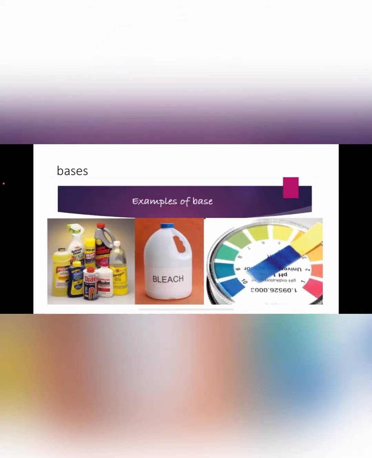So now we're going to look at our bases. What is a base? A base is a molecule or an ion that is able to accept a hydrogen ion from an acid. We have different kinds of bases that we use at home. Most of them are very slippery. Most of them we use to clean our houses and clean the dishes. We use bleaches for the stains. So those are our bases. They're very slippery and they have a bitter taste when you taste them.